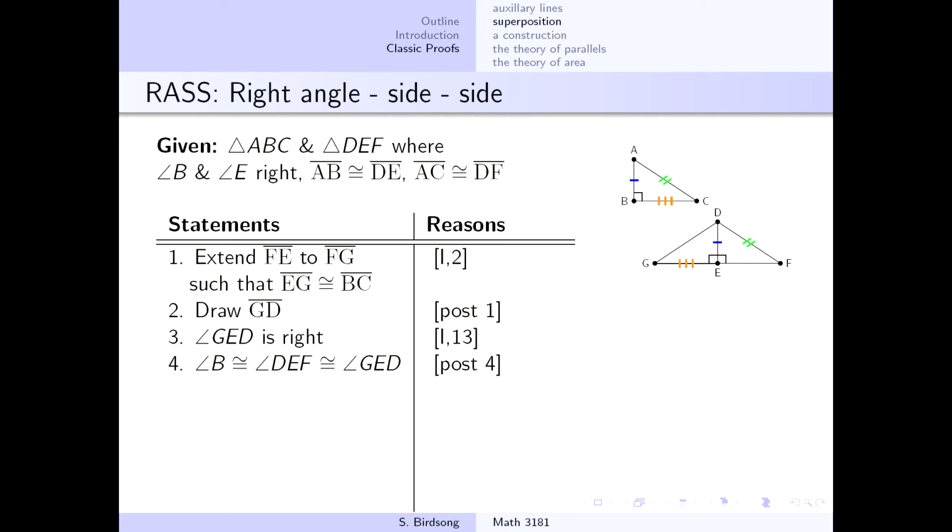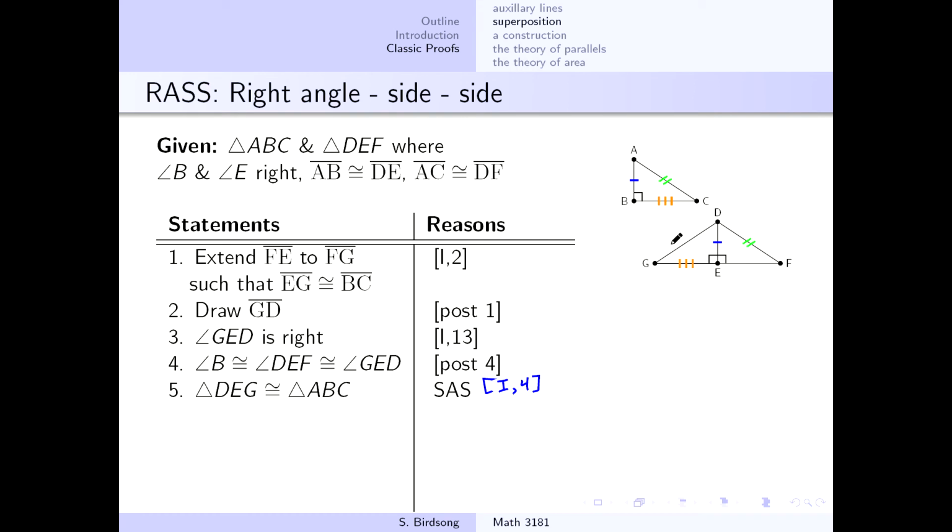Okay. Now, next thing is I'm going to claim that the angle at B, the angle DEF, and GED are all congruent to each other. Postulate 4 says all right angles are congruent to each other. By this point, we've already established that those 3 angles are all right angles, which means we can then apply side angle side. Side angle side is proposition 4 in Euclid, which means it's totally fine to use right now because we're working on something up near proposition 26. So we can use side angle side.